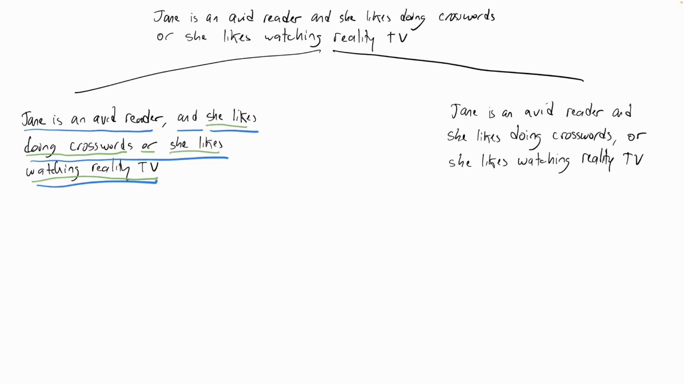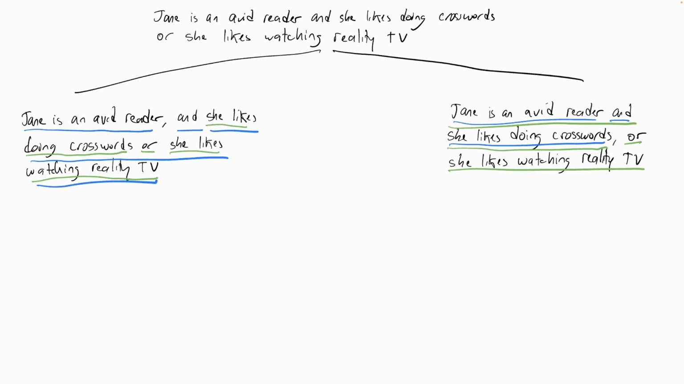By contrast, on the second way of reading the sentence, the "and" joins the statement "Jane is an avid reader" with the statement "Jane likes doing crosswords." On this reading, that's the scope of the "and." It's joining those two statements. And then the "or" joins "Jane is an avid reader and Jane likes doing crosswords" with "Jane likes watching reality TV." On the second reading, that's the scope of the "or." It's joining those two statements.